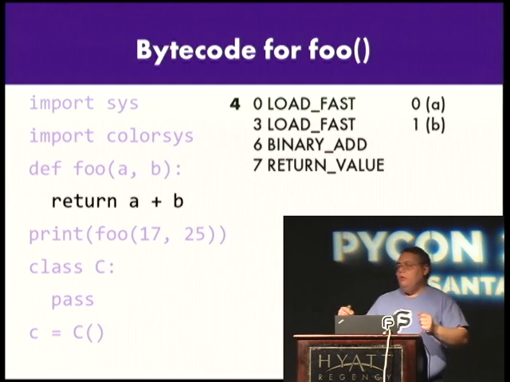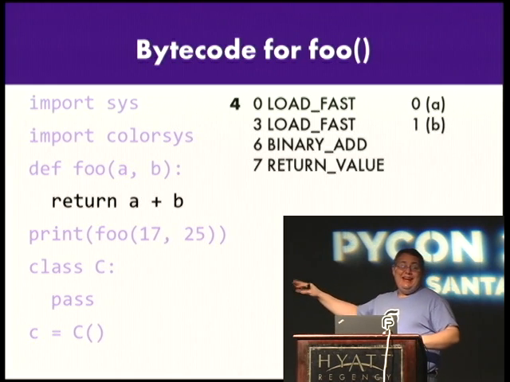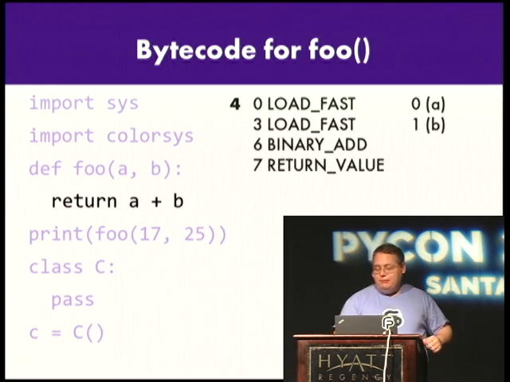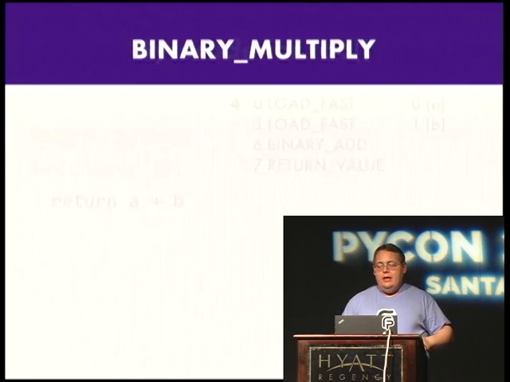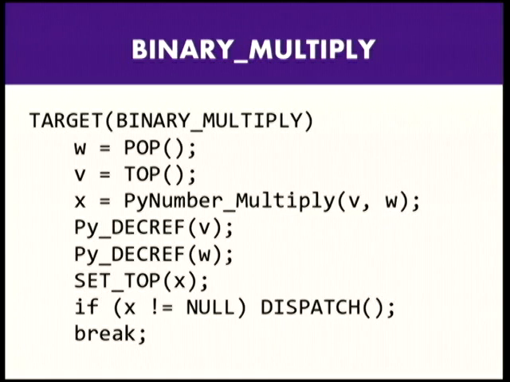And I wanted to break down one of these opcodes for you. I was going to use binary add, but binary add is a little on the pragmatic side. So I'm going to use something a little simpler, which is binary multiply. So this is literally the implementation of binary multiply in Python 3.2.2, and I'm going to go step by step through it, thus fulfilling the prophecy of stepping through CPython.